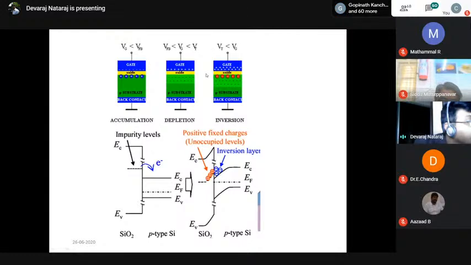And you all know that, suppose you have, for example, a P-type substrate based MOSFET, by applying a strong positive voltage to the gate electrode, you can invert the type of conductivity of the MOSFET into n-type, and therefore a thin layer can be generated as shown in this figure. So we call this an inversion layer, and this inversion layer is confined. This is two-dimensional in nature.